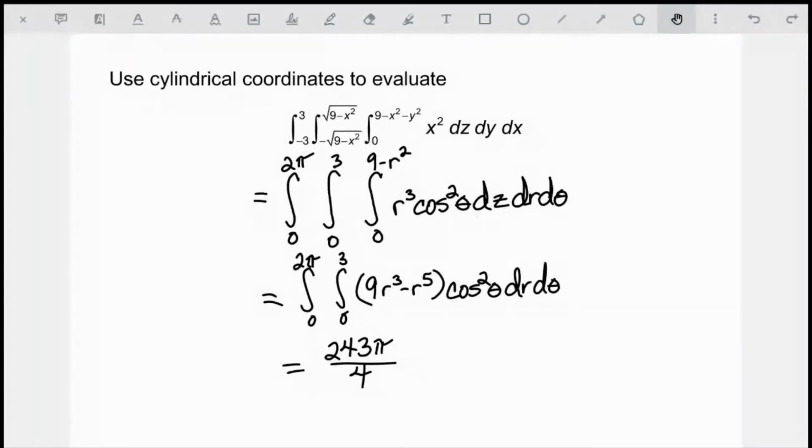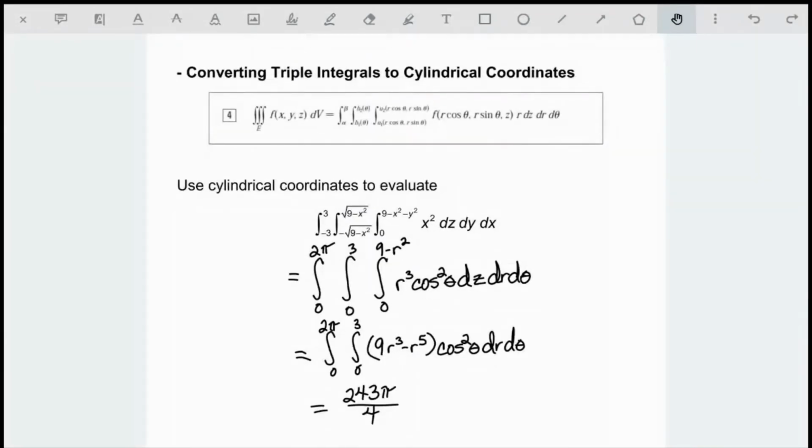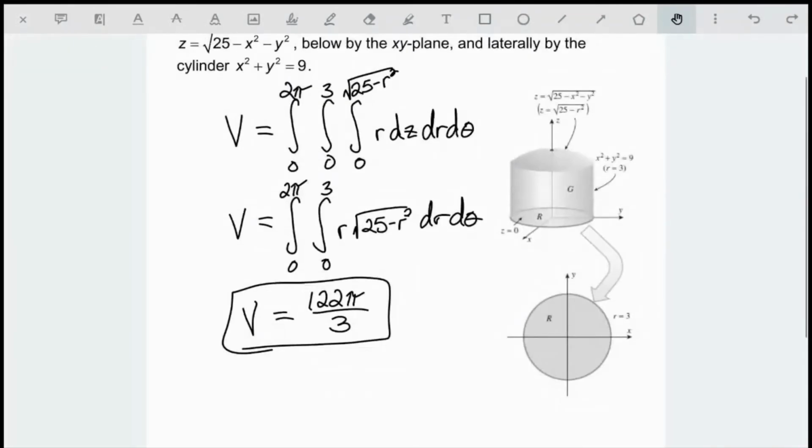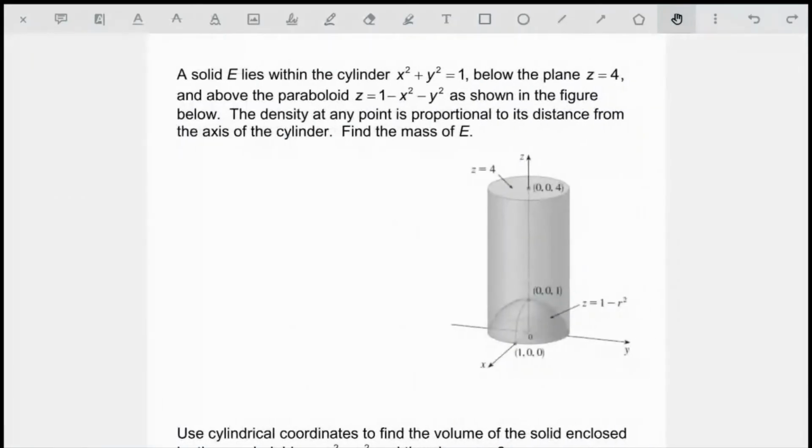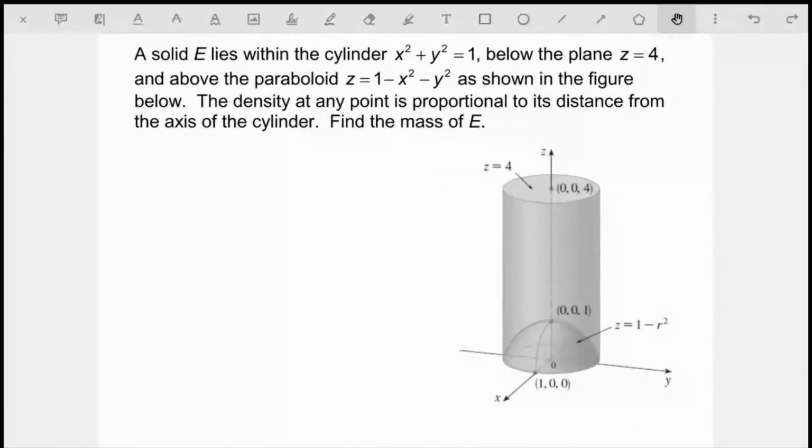The big thing that you have to remember is to multiply by that r. And try to remember why we're doing that. Don't just randomly do it. We talked a lot about why that was the case. Okay, so let's take a look at another problem.